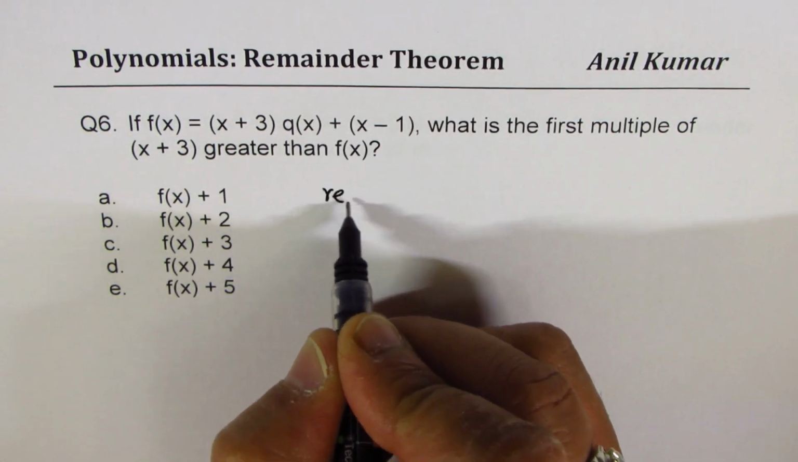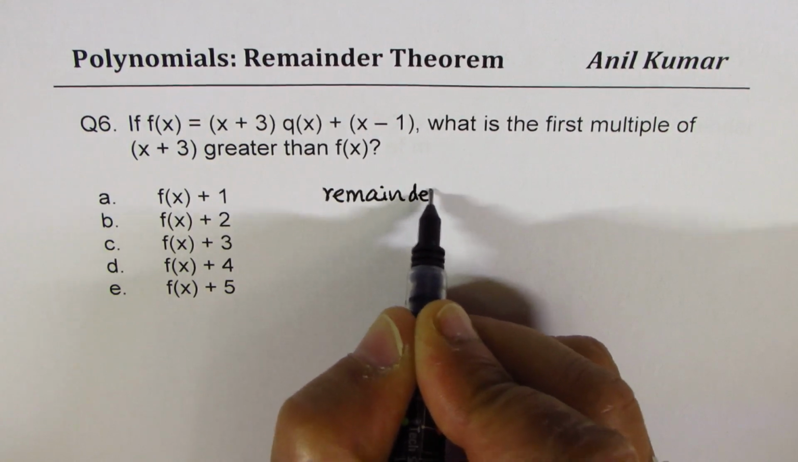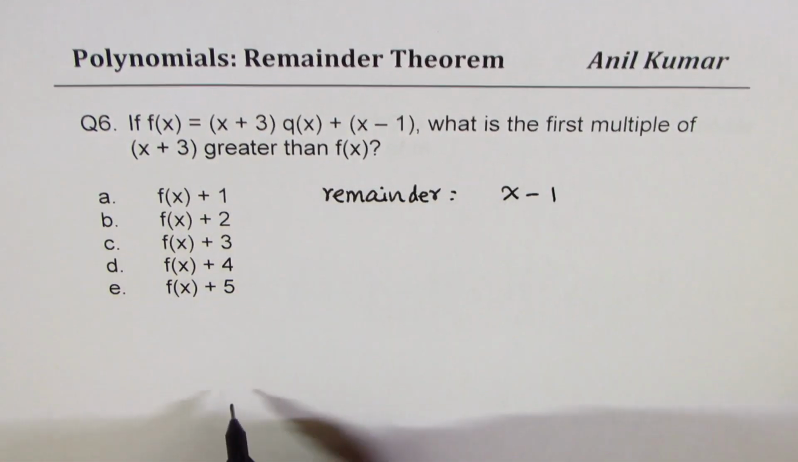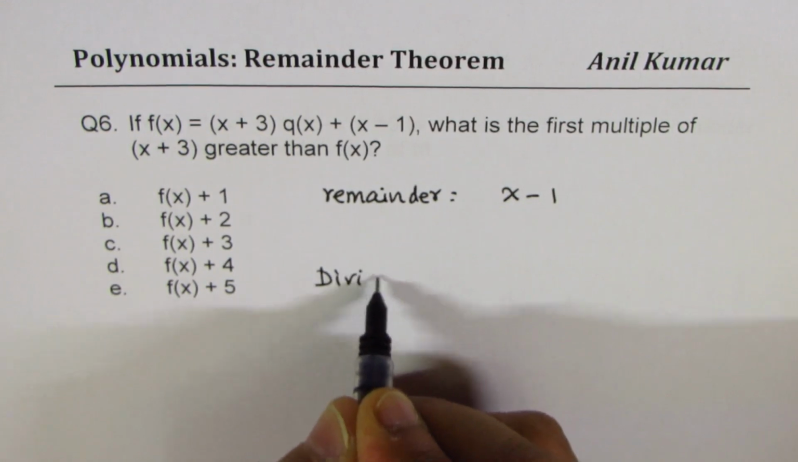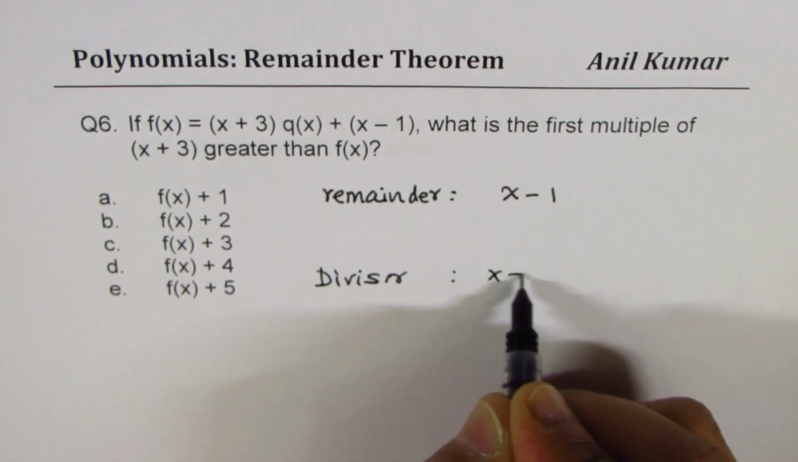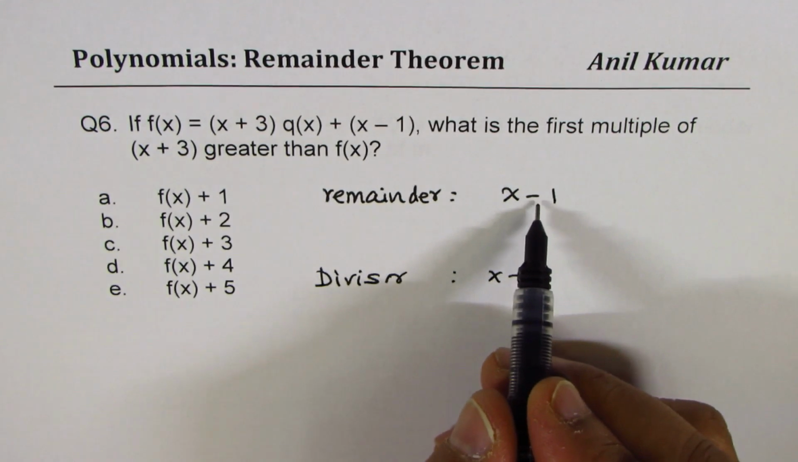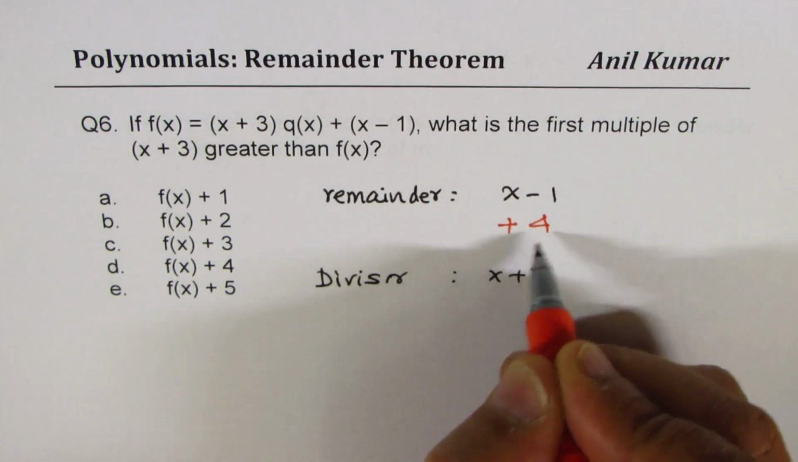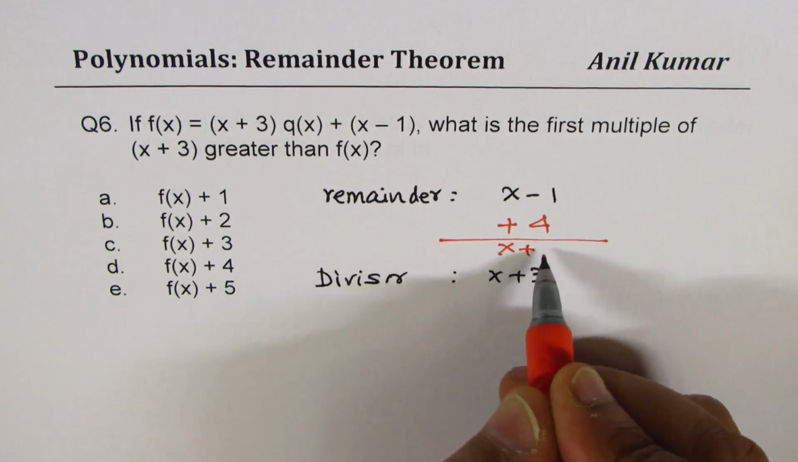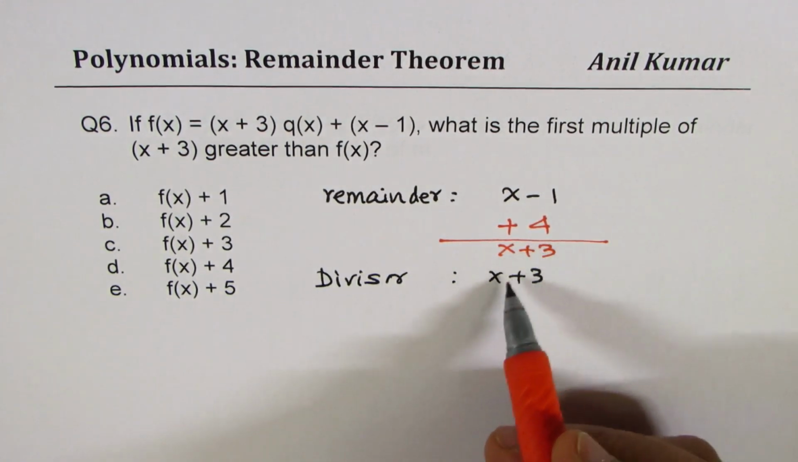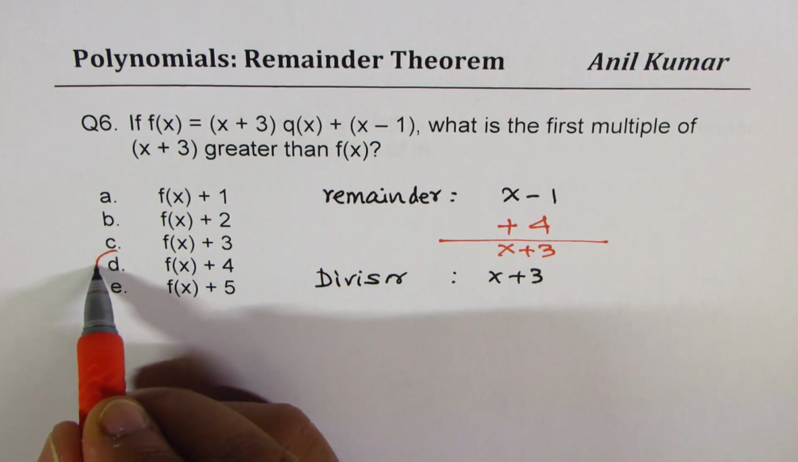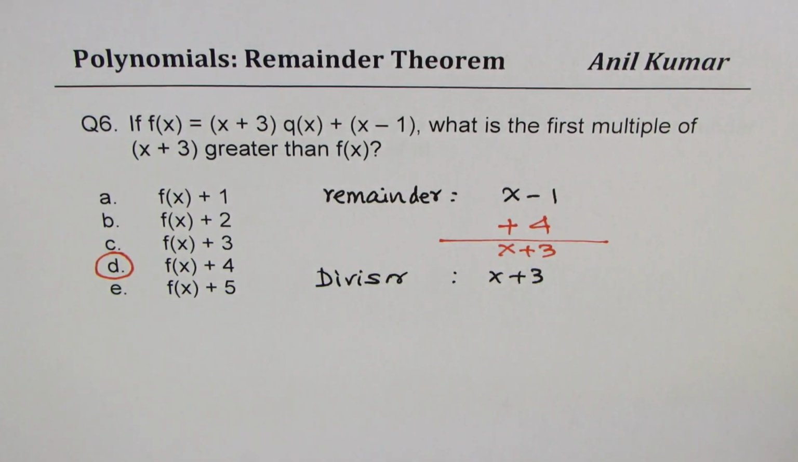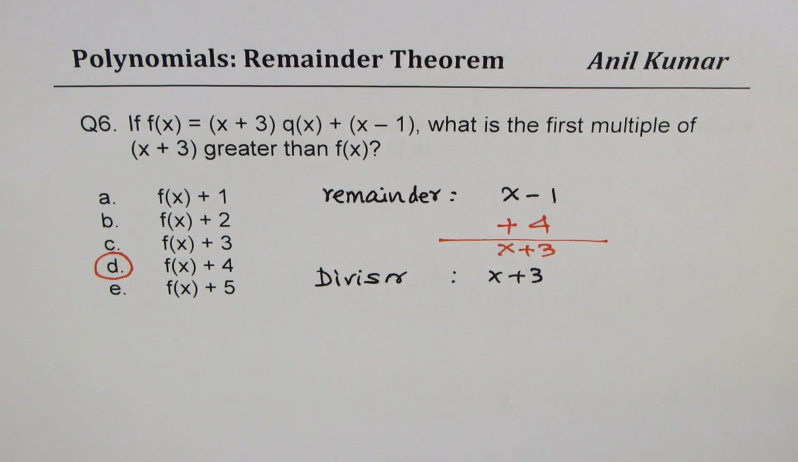So the remainder at present is what? The remainder is x − 1. And what is the divisor? The divisor is x + 3. What should I add so that it becomes x + 3? That could be the question to be answered. Do you see that? If I add 4 here, then I get x + 3, then the remainder will go one more time. So therefore, the answer is D, which is f(x) + 4. Perfect. That is how you're going to answer this question.